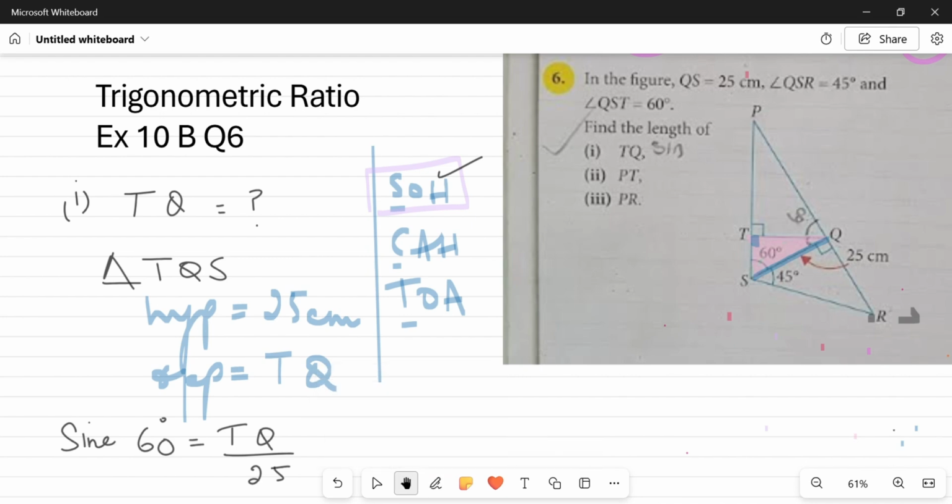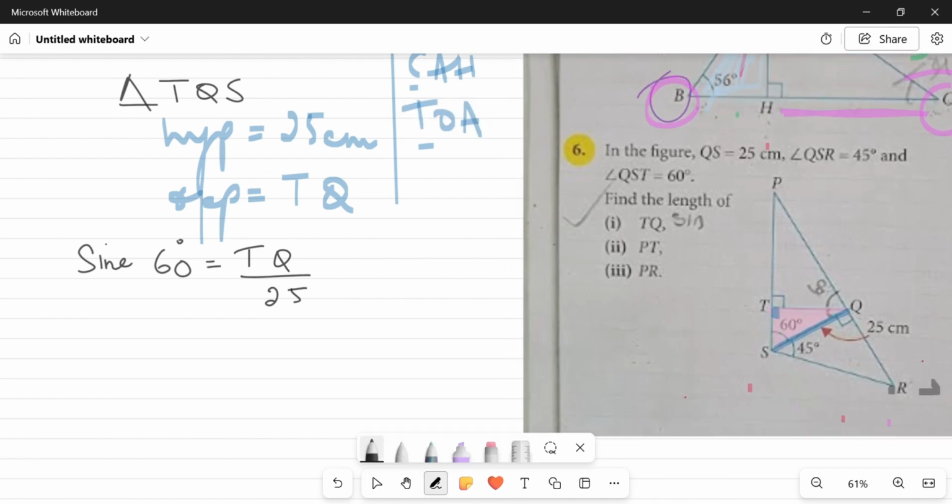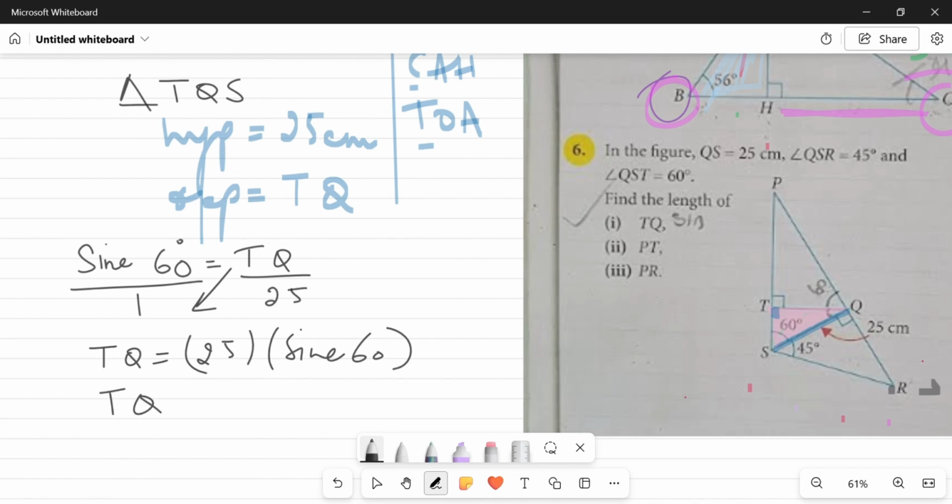Now we need to do a cross multiply and find out the TQ value. Find out the value of sine 60 and then multiply it with 25, right? So we will get 25 sine 60, and the answer is 21.7 centimeter. This answer is to nearest 3 significant figures, right? So we have done part 1.